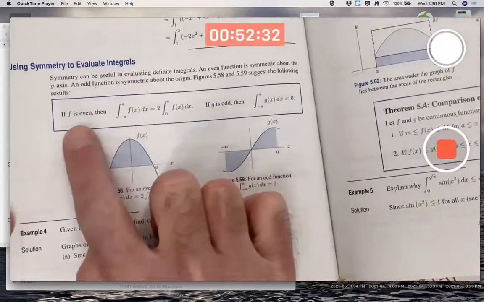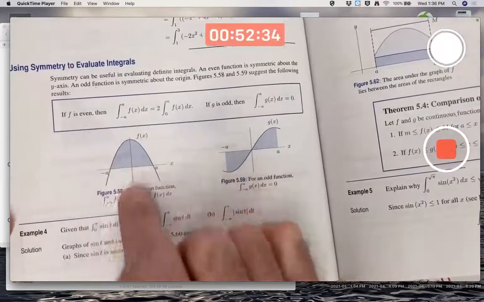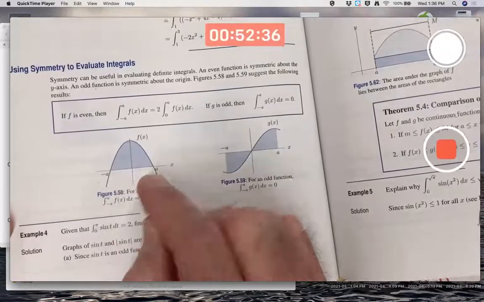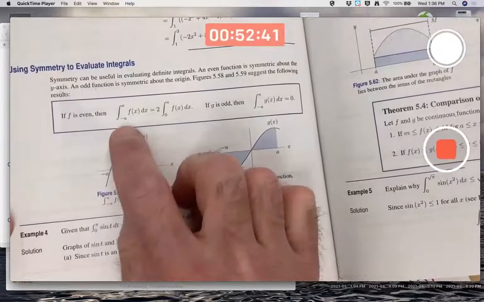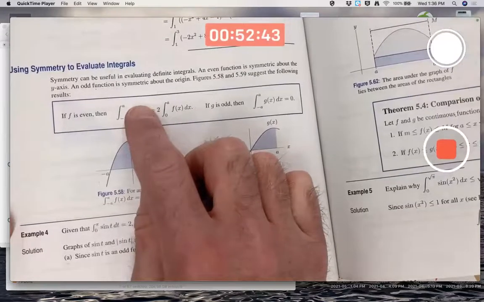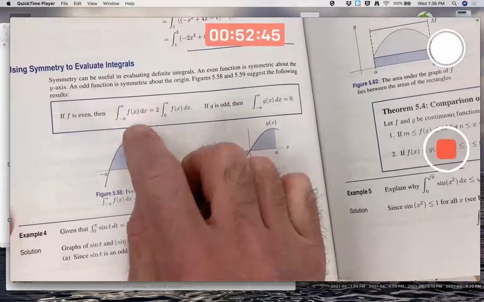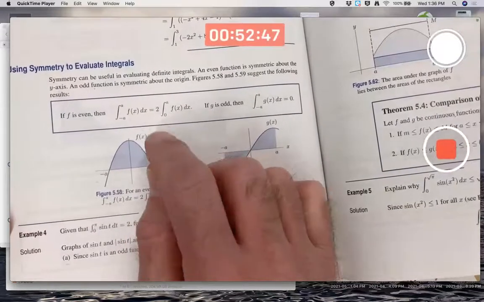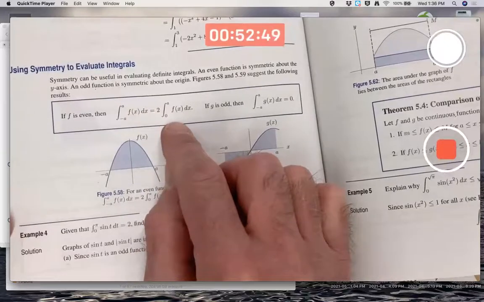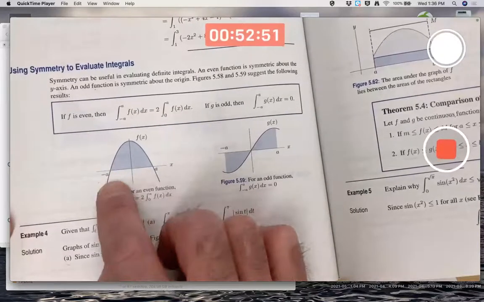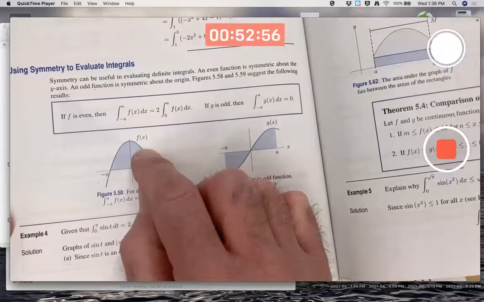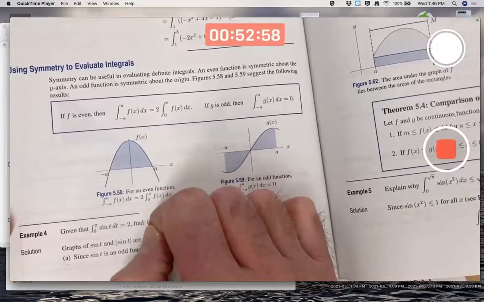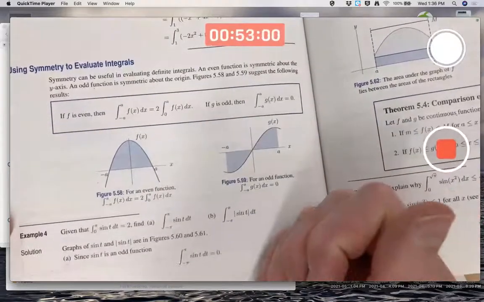This property says if f is an even function like this one, its graph has symmetry about the vertical axis, then the integral from negative a to a, notice these are opposite signs here, negative a and a, is 2 times the integral from 0 to a. In other words, the area under the graph from negative a to a is the same as double the area under this piece from 0 to a. That's got to happen by the symmetry. You can see it in the picture.